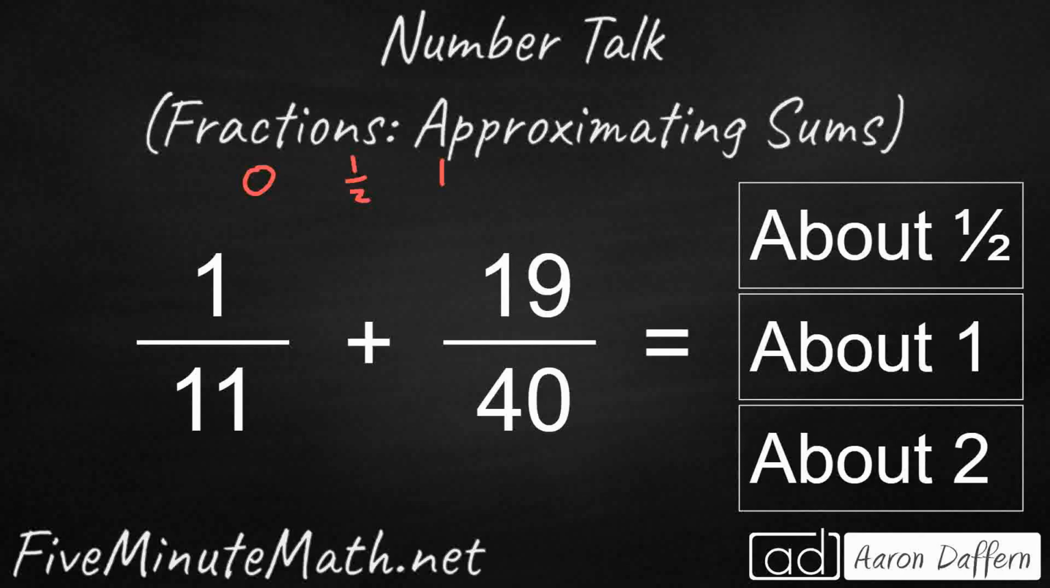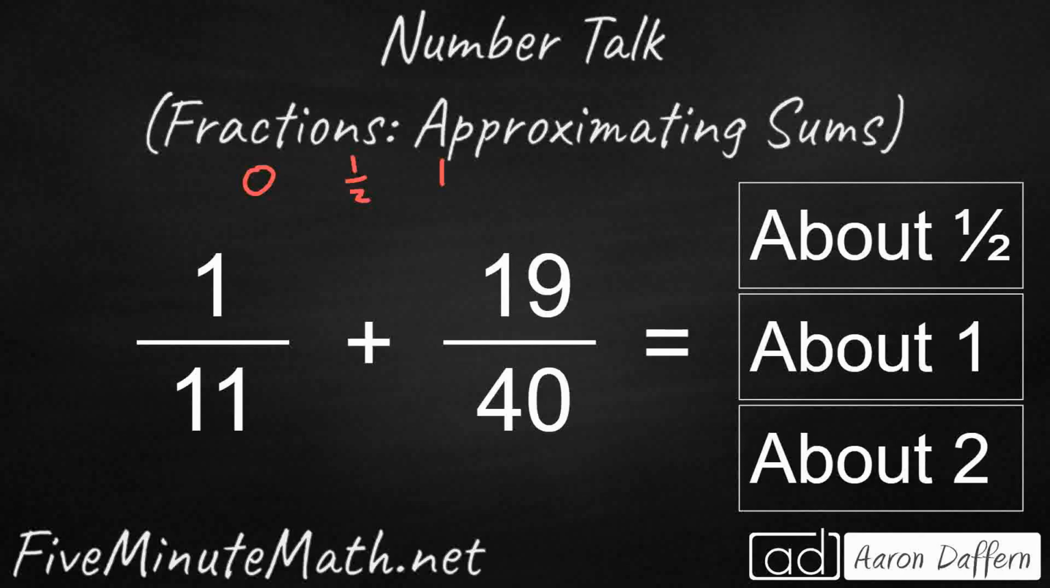So let's evaluate 1/11 and 19/40 and try to figure out, are they closer to about 1, 1/2, or 0? Because then that's going to be easy for us to add. Well, let's look at first our 1/11. We should recognize this as a unit fraction because we have a numerator of 1. It's 1 unit out of 11. And we need to think, well, what is it closest to?